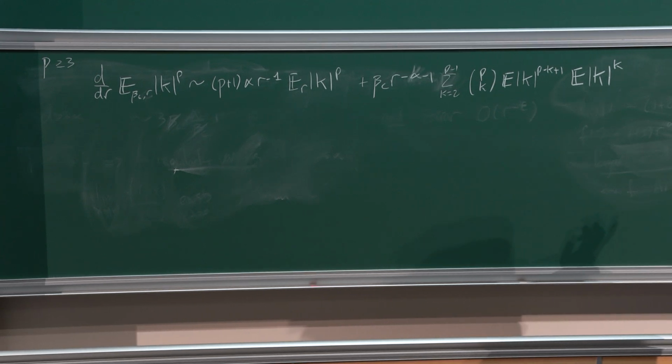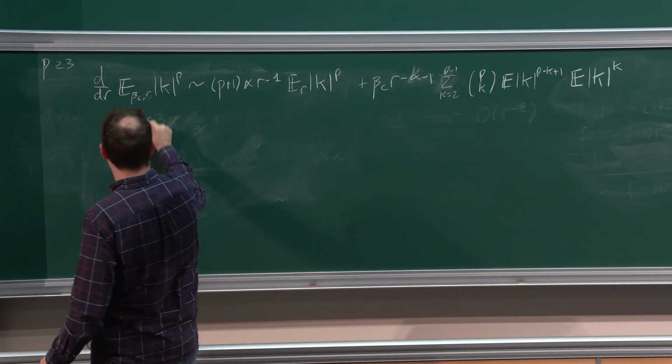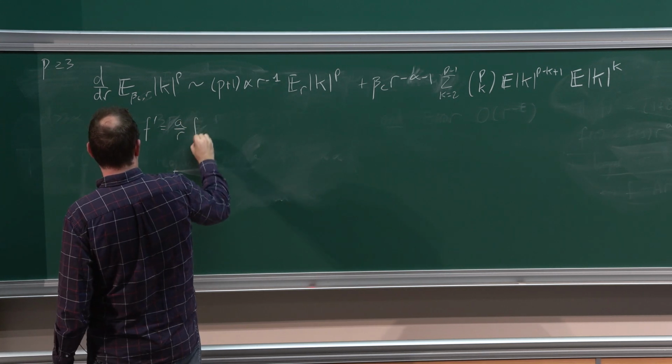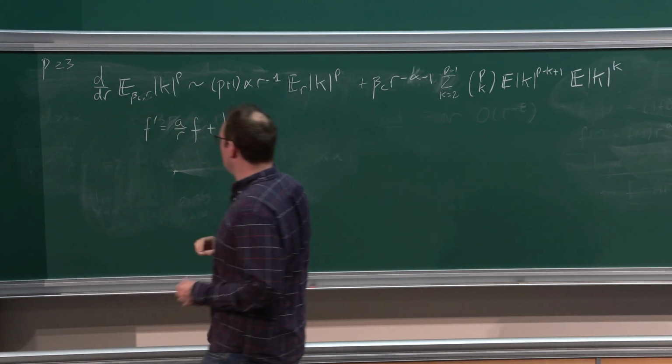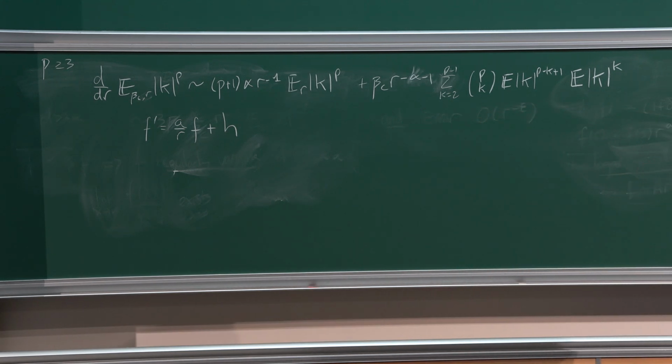Now, to abstract this a bit, what does this ODE look like? It looks like f prime is a over r f plus h. Okay? And what we're going to want to prove is, well, really the way you do things is you figure out what the answer is going to be, and then you prove that by induction. But let's try to argue, not just jumping straight ahead to the answer.